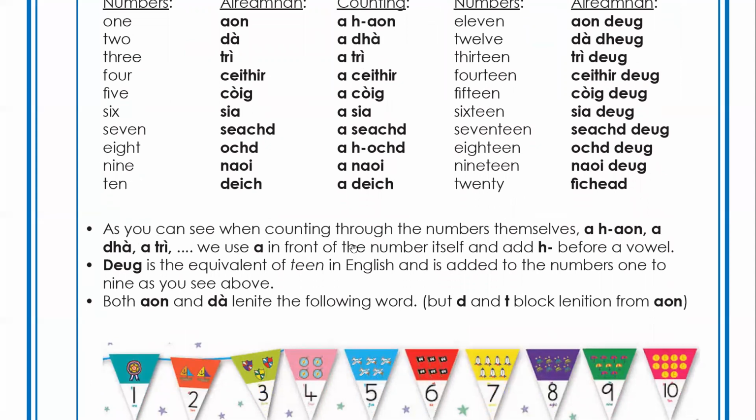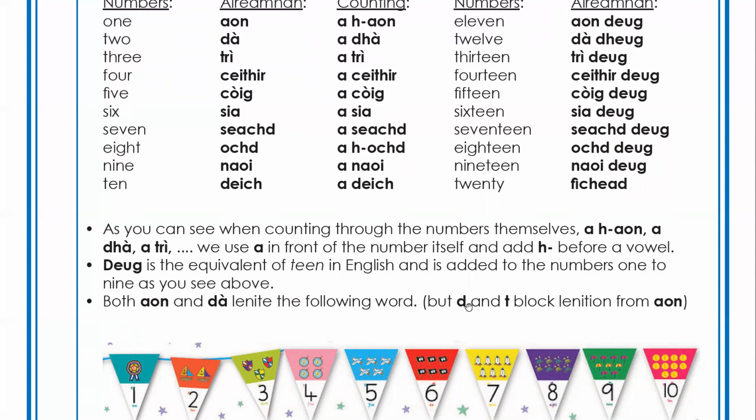So as you can see, when counting through the numbers, we add a hun, a ga, a tri. We use the a in front, which causes h before a vowel. So that applies to a hun, agus, a hoch. Diug is the equivalent of 10 in English and is added to the numbers 1 to 9 as we see above. Both un and da lenite the following words. But as you can see here, da causes lenition very strongly, whereas un doesn't. It's not quite as strong.